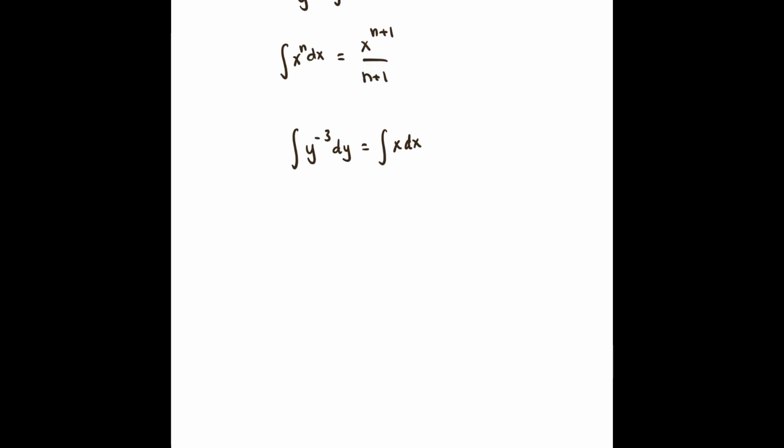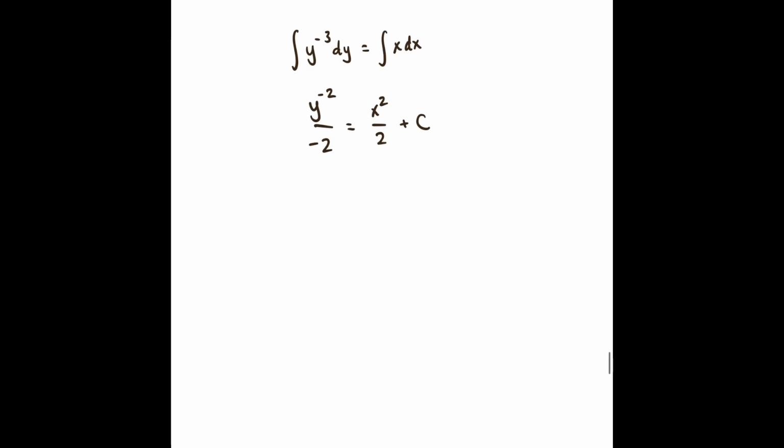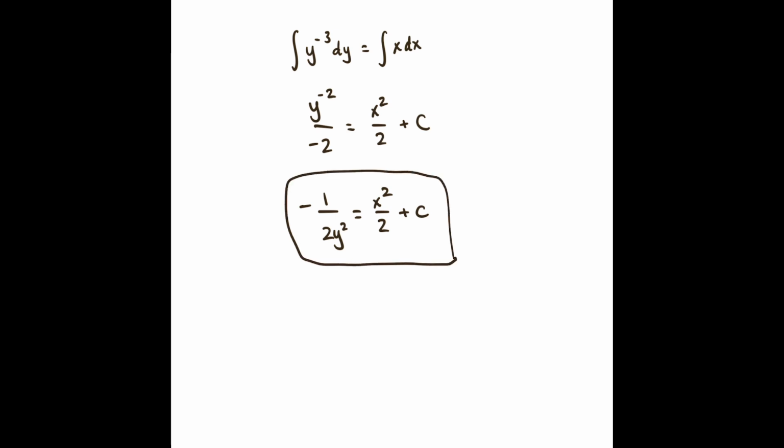So just applying the power rule, we get y to the minus 2 divided by negative 2. And then the integral of x dx is x squared divided by 2. And then don't forget the plus c. So just writing this again. This is our first solution.